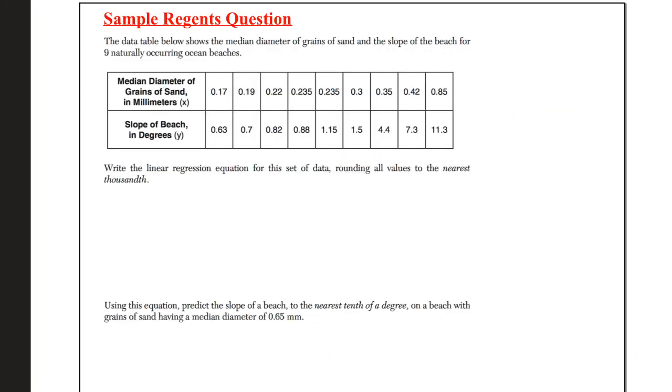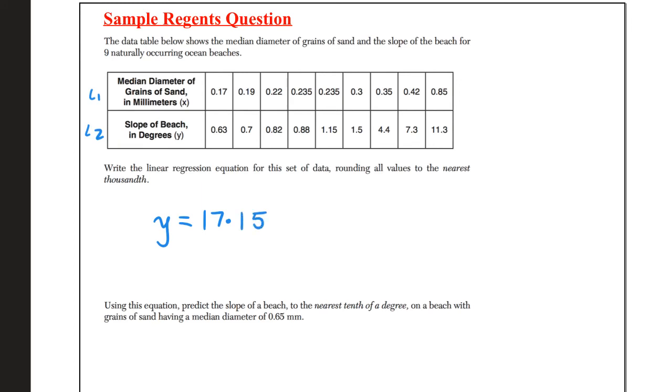All right, for this sample regression question we're taking a look at, it says median diameter of grains of sand in millimeters versus the slope of the beach in degrees. We're going to treat those as our two variables for L1 and L2. It says write the linear regression equation, rounding all values to the nearest thousandth. So I'm going to carefully enter these into L1 and L2, and my regression equation looks like this.